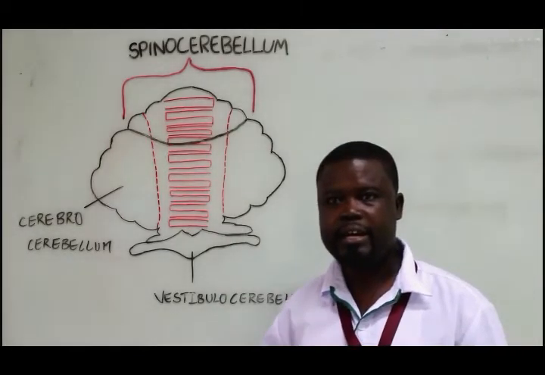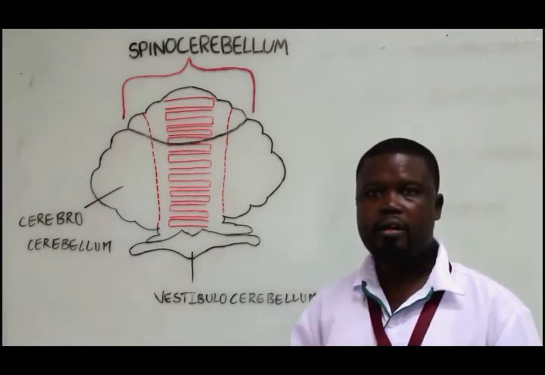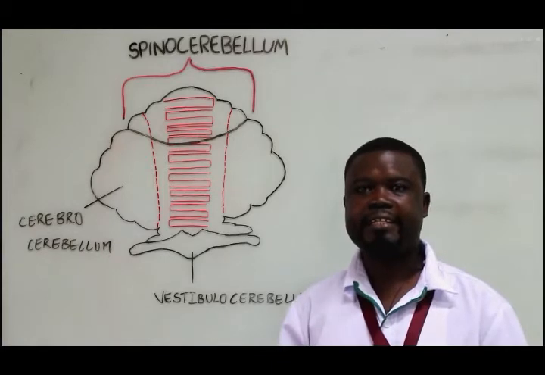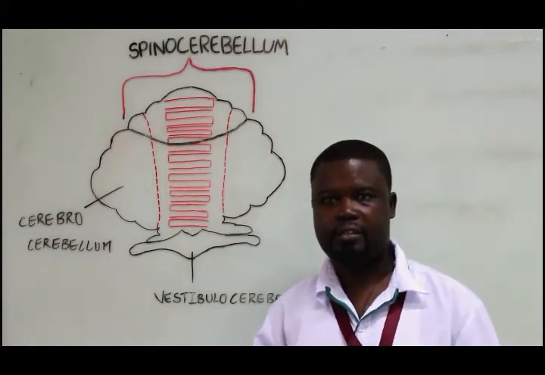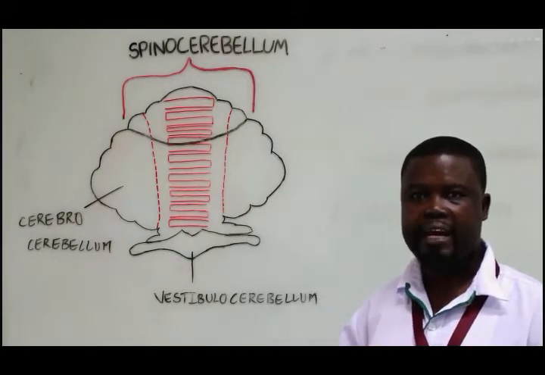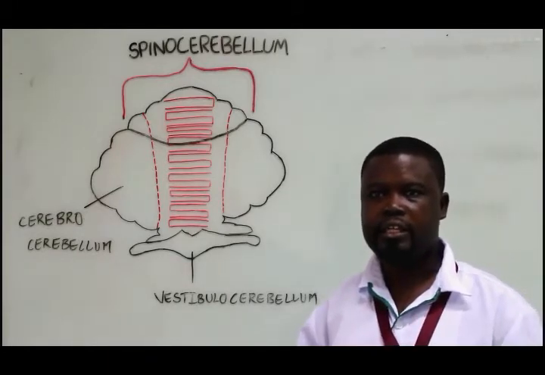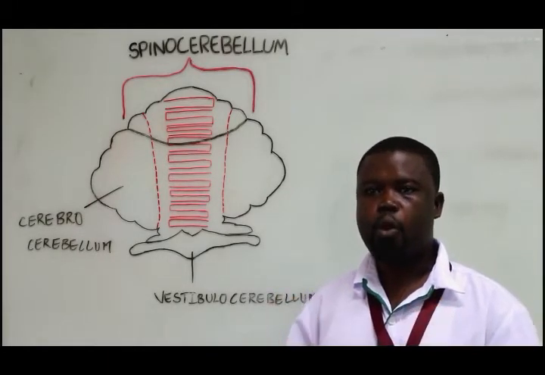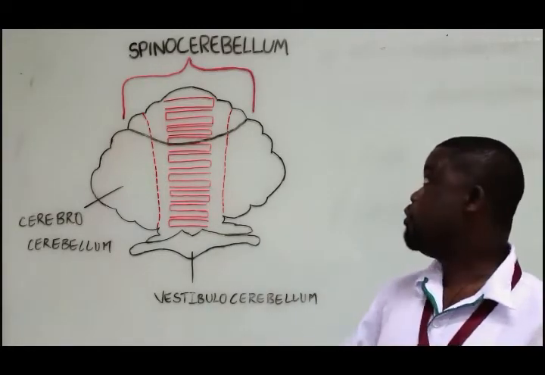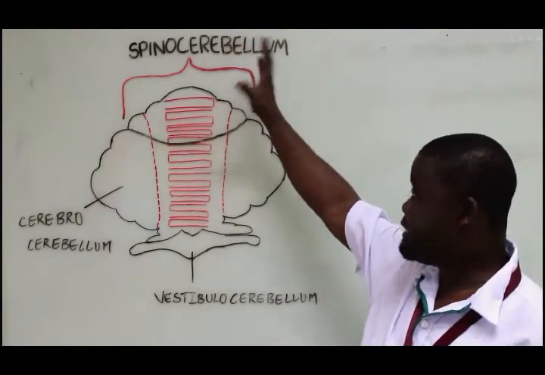The spinocerebellum comprises the vermis and the intermediate zone of the cerebellar hemisphere. It is involved in regulating body movement by allowing error correction. It receives proprioception information. That is all we can say about the spinocerebellum.